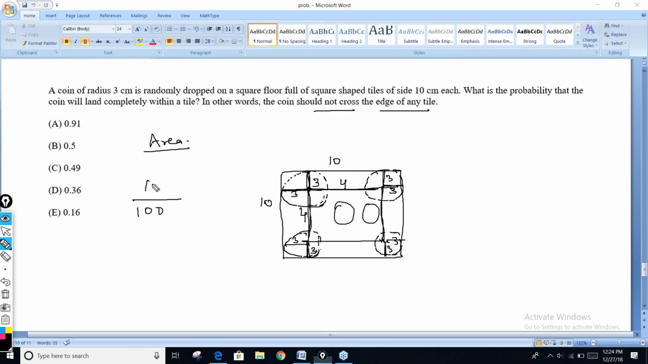So the favorable area is 16 and total area is 100. So what is the answer? Answer is 0.16. That is the probability. So now it seems simple. It is not. You need to first understand what it is saying. So the question is basically based on area based question. Clear now? Come to the next one.